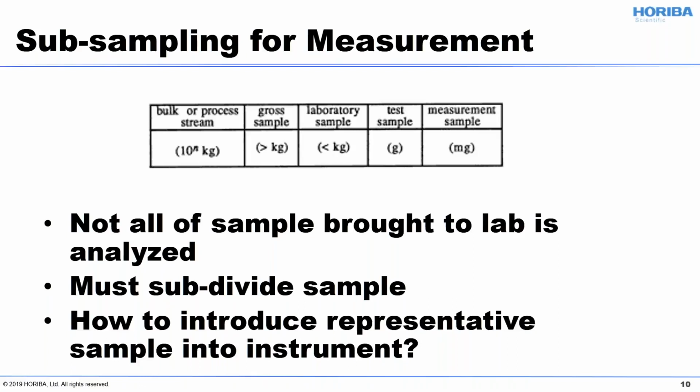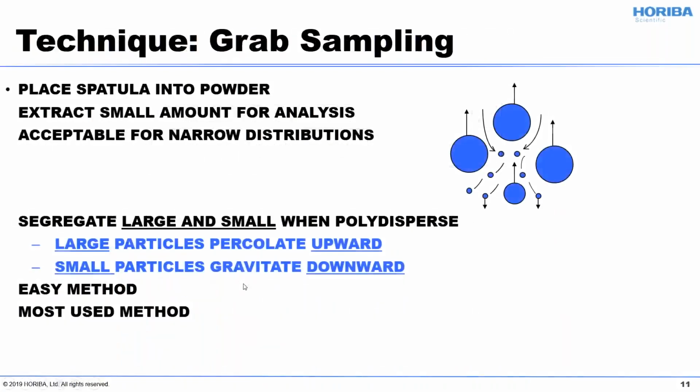So not all the material that arrives at the lab is analyzed, and you have to subdivide the sample and ensure it's representative. So why am I so worried about all this? This figure on the right shows it. If you have large and small particles mixed together and you shake them, you'll find the large ones tend to float to the top and the small particles tend to go downward. So if you take a container of sample and you walk around with it or have it on a truck, you have big ones on top, small ones on the bottom.